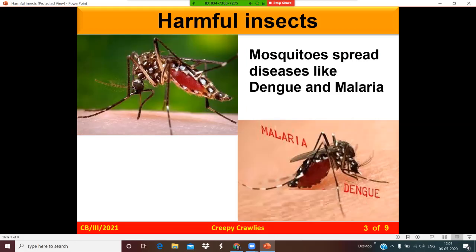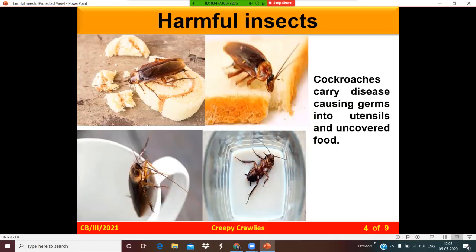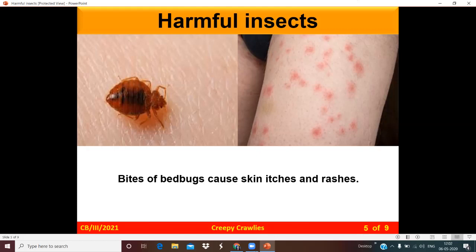Now, mosquitoes. As you all know, mosquitoes are very dangerous. Yes, they spread dengue and malaria. Now, cockroaches, again, we always take care in the kitchen that cockroaches should not be there, right? These cockroaches carry disease-causing germs into utensils and uncovered food. Again, harmful insects like bites of bed bugs. You must have seen, okay, these bed bugs cause skin itches and rashes.